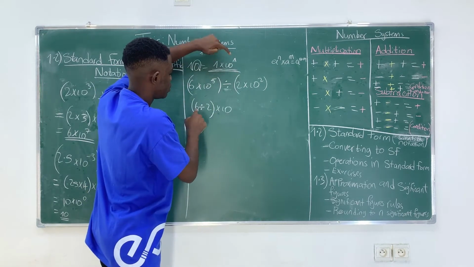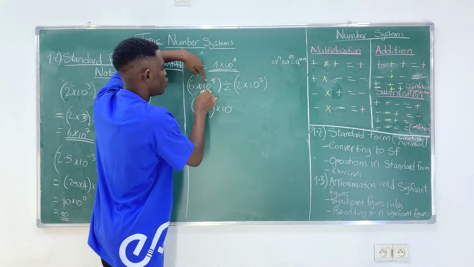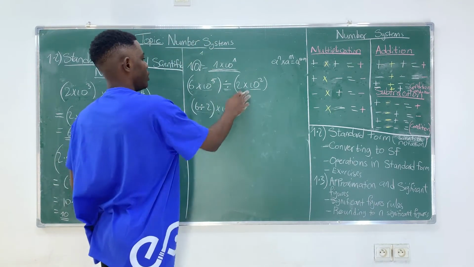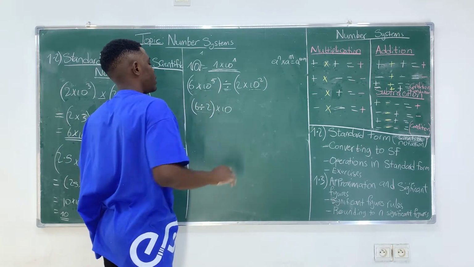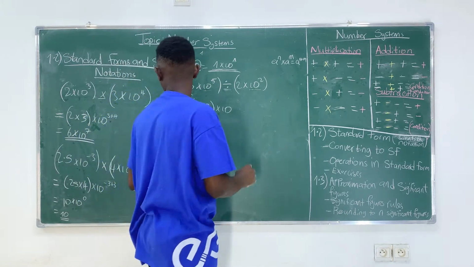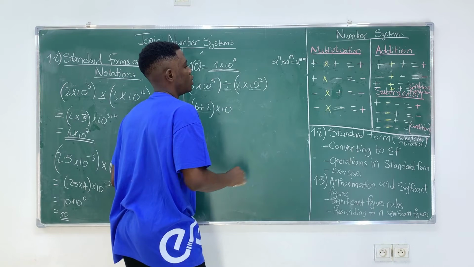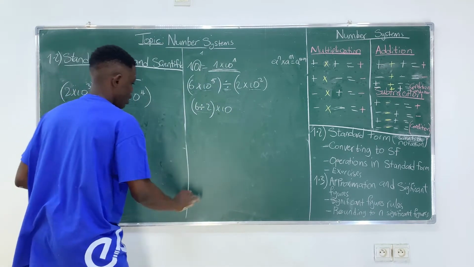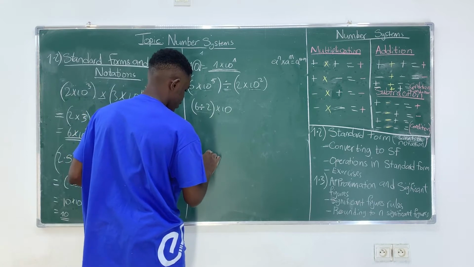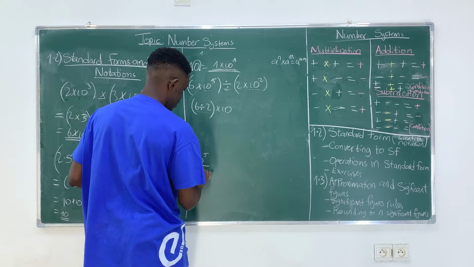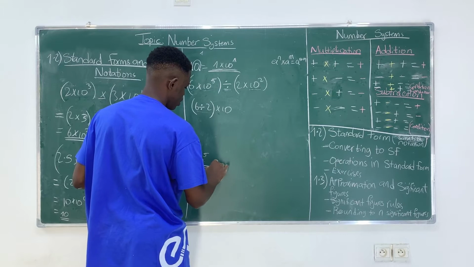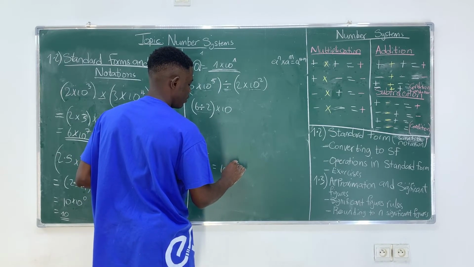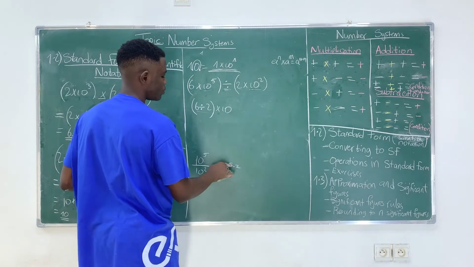So we have done 6 divided by 2 here. We also have to do 10 to the power 5 divided by 10 to the power 2. So what is 10 to the power 5 divided by 10 to the power 2? Well, let's go to our rough work. Here's our rough work. 10 to the power 5 divided by 10 to the power 2, what is it? It's the same as 10 to the power 5 minus 2.